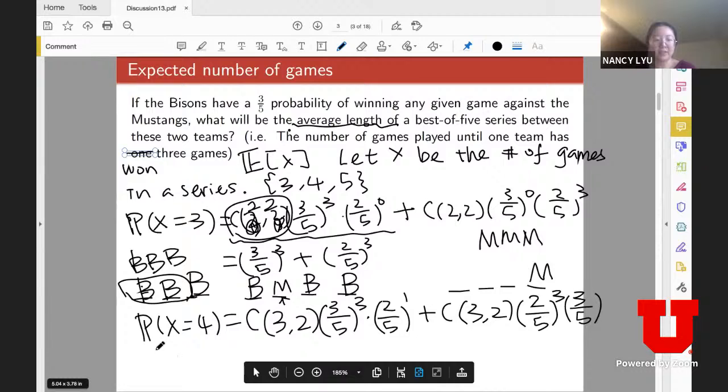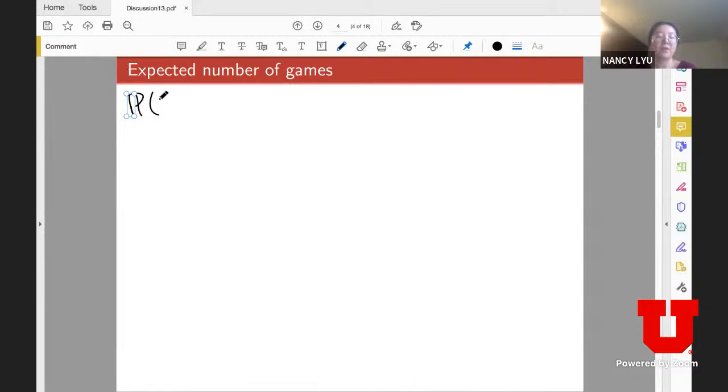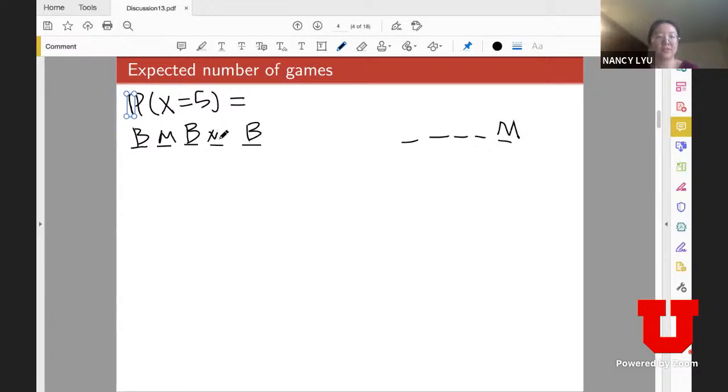And then the last one would be we're going to find the probability that the length is 5, in which we should have 5 spots here. And we want to make sure that we won the last game. So we can have either this, that's just one option.